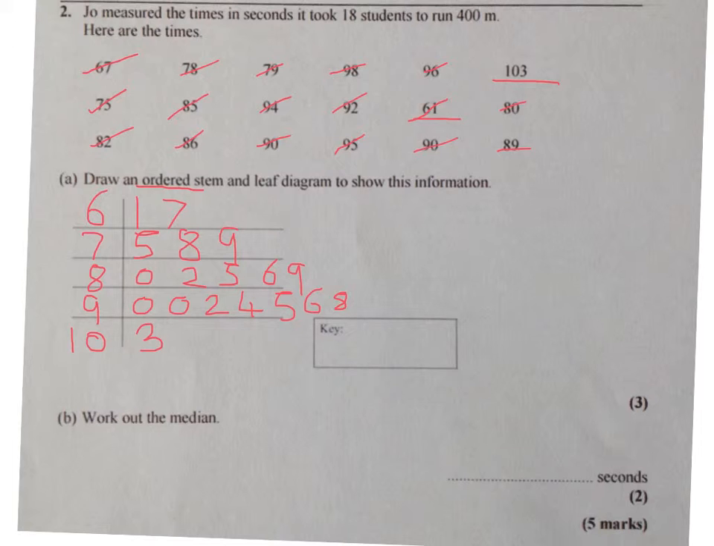Okay, I've now completed my stem and leaf diagram. I've got all the numbers going from 61 to 103. The only ones I would take care with are the 80 and the 90. I've got 80 and 90, and make sure you only put a 0, obviously, in the units column for these two.